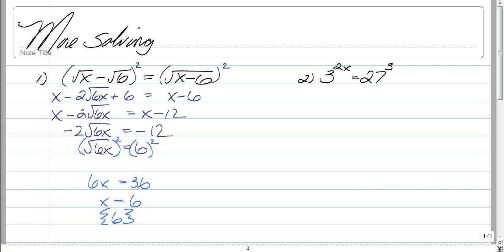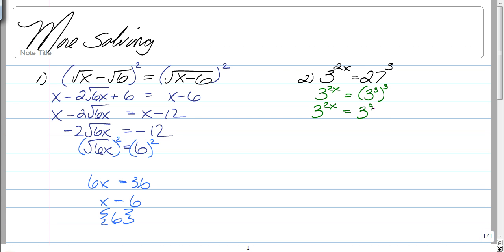Now we're raising 3 to a 2x, so now our variable is in the exponent. So to do that, the best way is to see if you can get both bases to be the same. Luckily, we can rewrite 27 as 3 cubed. And by just doing that, we have 3 to the 2x is equal to 3 cubed to the third power. We know that we can use our exponent rules. When you raise an exponent to another exponent, you multiply. So we have 3 to the 2x is equal to 3 to the 9th power.